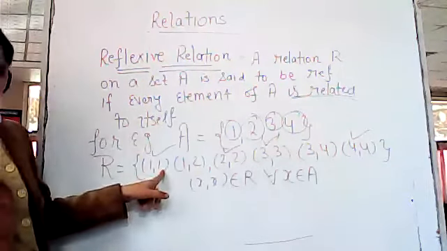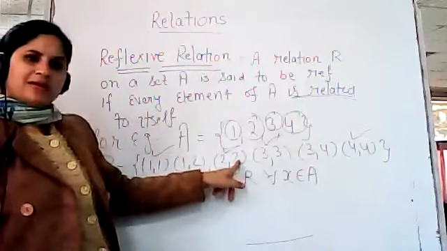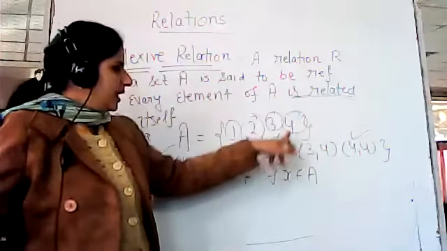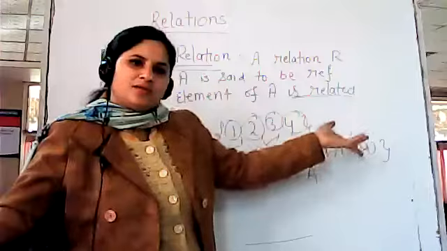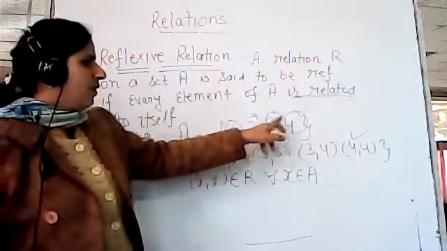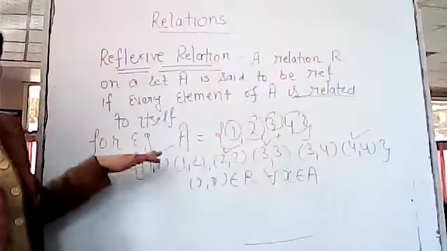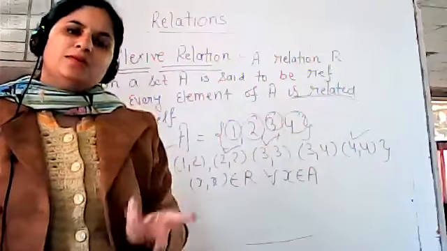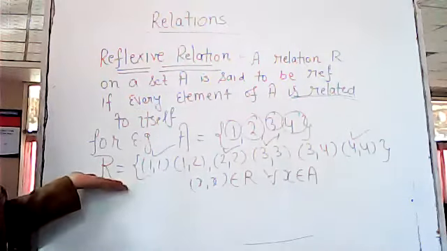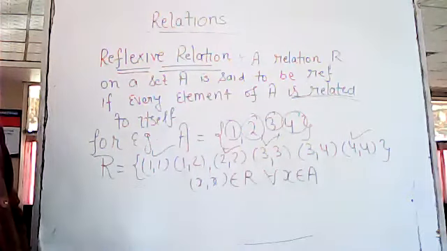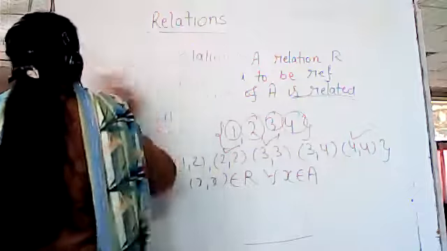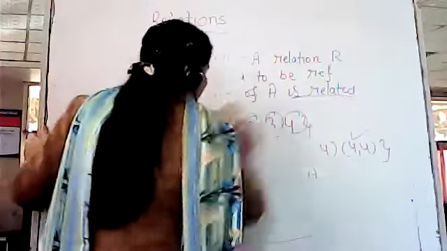1 is related with 1. Yes. Second element is 2. 2 is related with 2. Yes. Third element is 3. 3 is also in relation with 3. Last element is 4. 4 is also related with 4. It means for each element of set A, we have a pair related to itself. So this relation is said to be a reflexive relation. Any doubt? Is this definition now clear? Clear, ma'am. I'm going to take one more example because I didn't get proper responses from all of you.